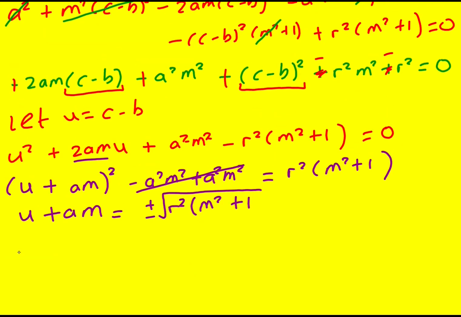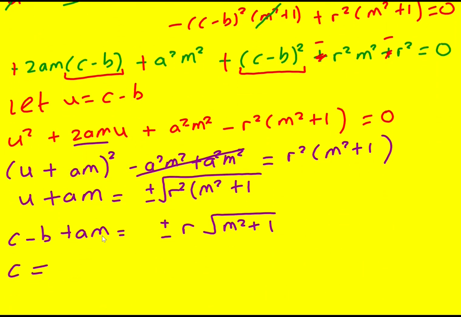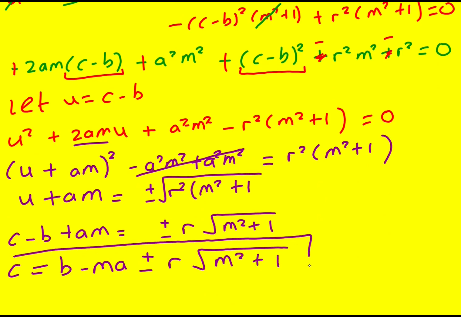Now I'm going to rewrite it. I just found it was a bit easier when I had it as u, but I've got to write it as c minus b again. So c minus b plus am is equal to plus or minus r times the square root of m squared plus 1. And that means c is going to equal, just take a little glance at the answer, b minus ma plus or minus r times the square root of m squared plus 1, as required. Nice, well done so far.